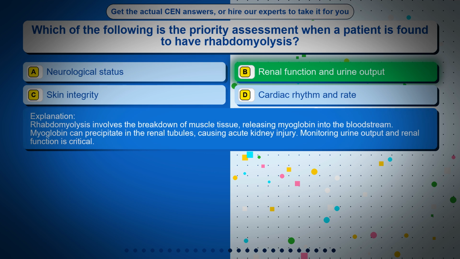Rhabdomyolysis involves the breakdown of muscle tissue, releasing myoglobin into the bloodstream. Myoglobin can precipitate in the renal tubules, causing acute kidney injury. Monitoring urine output and renal function is critical.